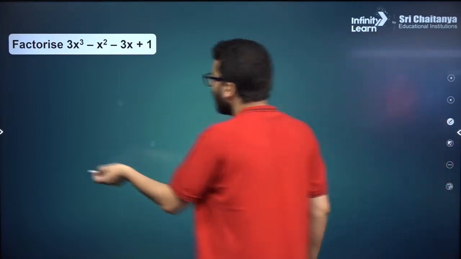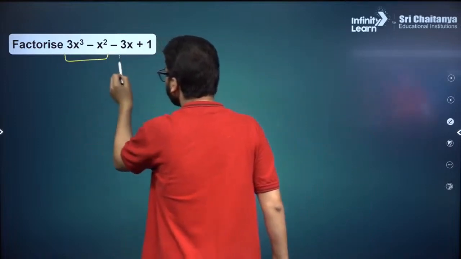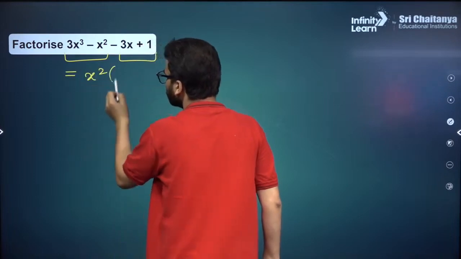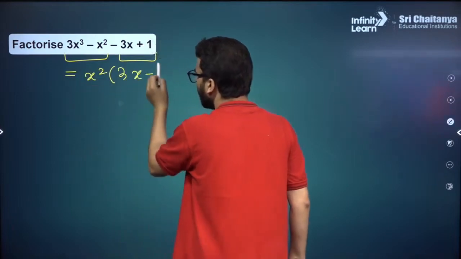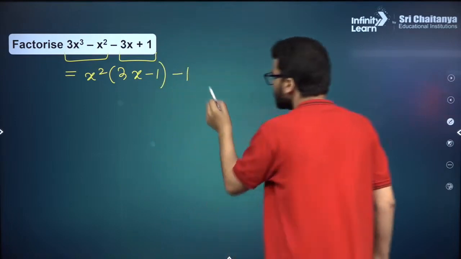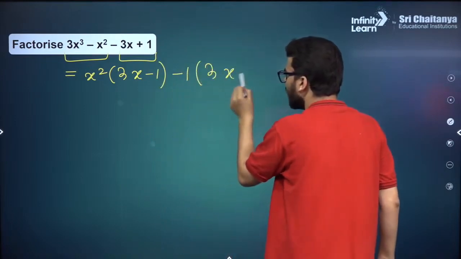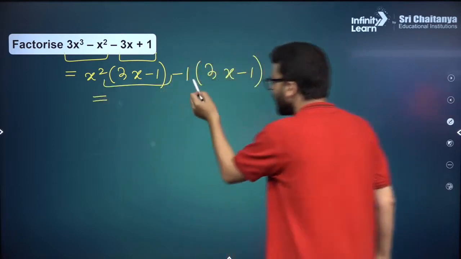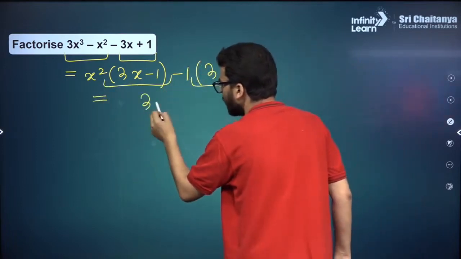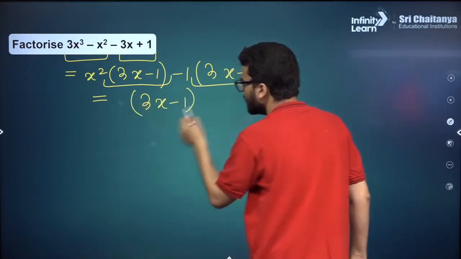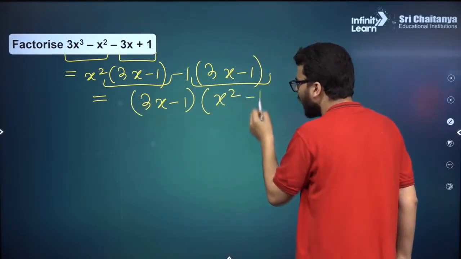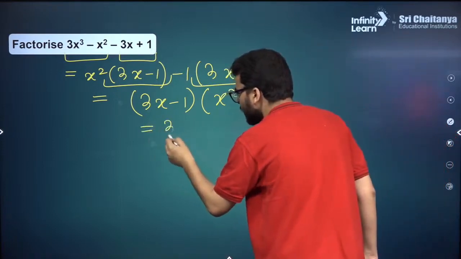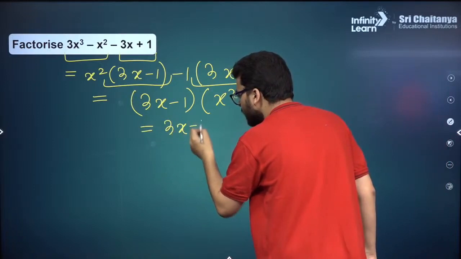Over here, you see two groups again, this group and this group. Out of the first group, can I take x square as common? So 3x minus 1 will be left. Out of the second group, I can take minus 1 as common. So again, you see 3x minus 1 will be left. I hope this is clear. Now out of the whole expression, you can take 3x minus 1 as common, so you will be left with x square minus 1. Again, x square minus 1 can be factorized.